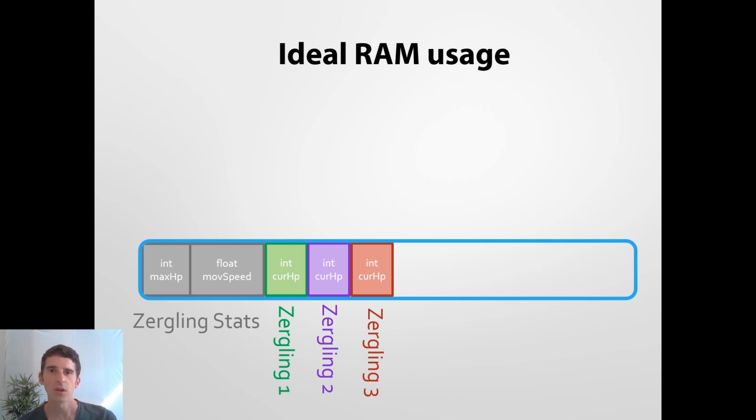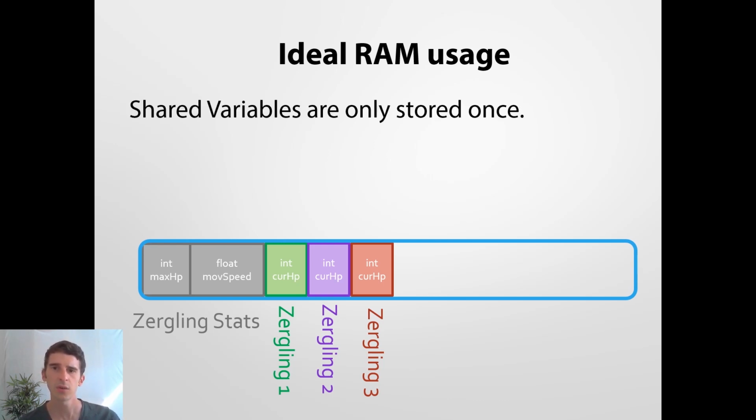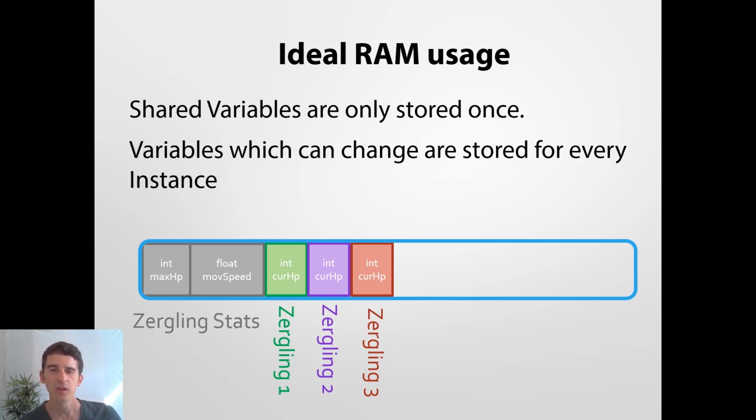So we are saving resources here, and not just a little bit. If you scale this up for, I don't know, 1,000, 10,000 items, that's quite a huge impact that this kind of design pattern has if you program it like that. So the shared variables are only stored once, and the variables which can change for each instance, they need also to be stored for each instance.